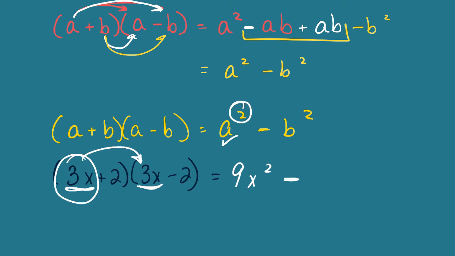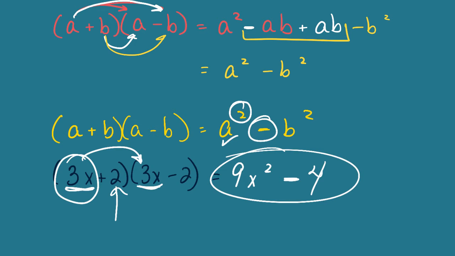And then you go minus sign, because that's what the formula says right there. And then it says take the b value, which is 2, and square that. So that's 4. That's what the product of 3x plus 2 times 3x minus 2 is. And we're done. So if we have a conjugate pair, we can do these multiplications very, very quickly.